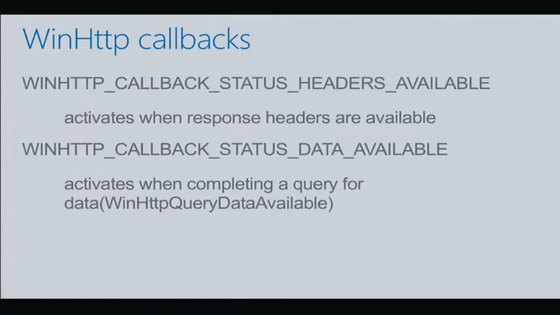I called out two of the callbacks which Outlook handles. One is the headers available callback, which is triggered when headers are available for that request, and the other is the data available callback, which gets fired when there is response data. You saw all those pending markers. For each of them, we get back a data available callback.